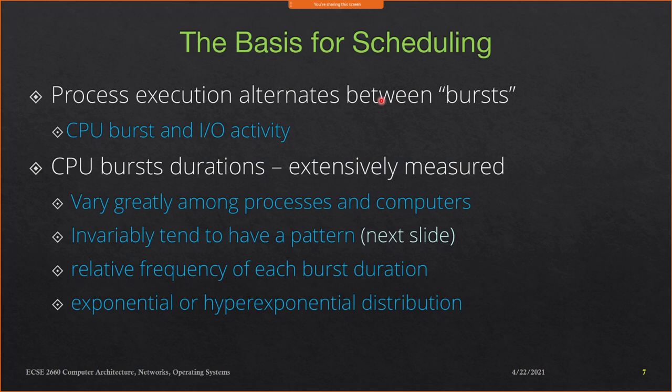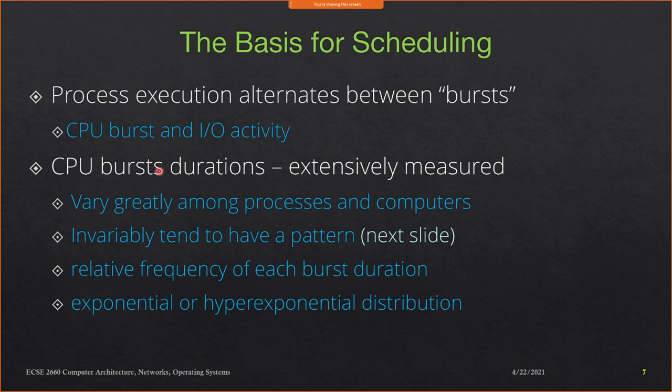Now, what is the basis for scheduling? Well, a process execution alternates between bursts. Bursts are essentially the times at which the process is either going through its execution phase or it is waiting for certain slow input output activity to happen. So the bursts are essentially classified as CPU burst, where a CPU is actually working on a particular process, or IO burst. IO burst is where the CPU is not working on the process, but the process is sort of waiting for this slow input output operation to complete.